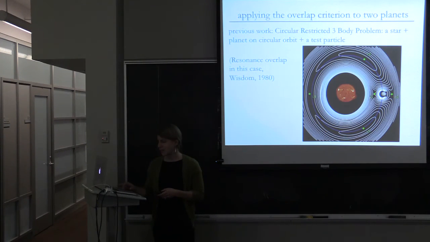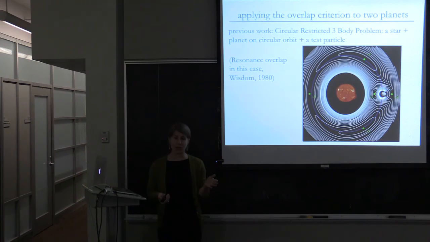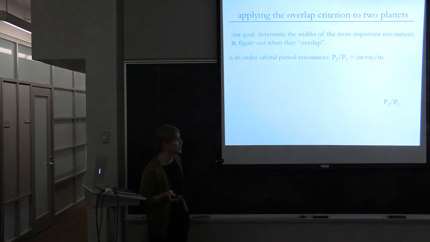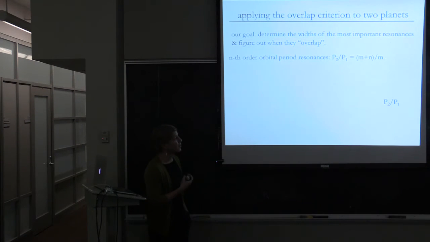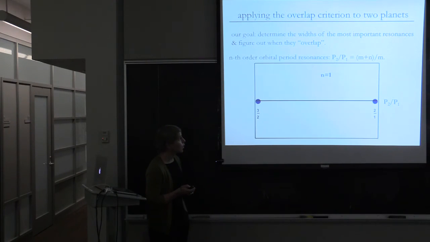So you guys asked a lot of questions, so I'm running short on time. I'd like to just state quickly what we do and then show you the results. So I'm going to have to skip over some slides, which is fine. But very briefly, what we do is we need to identify the most important resonances, then figure out their widths, and figure out when they overlap. For the systems we're interested in, with these small period ratios, the compact systems, the most important resonances are going to be first-order resonances.